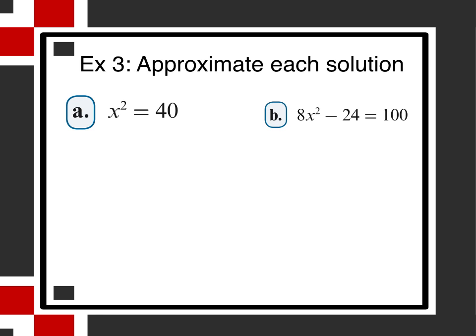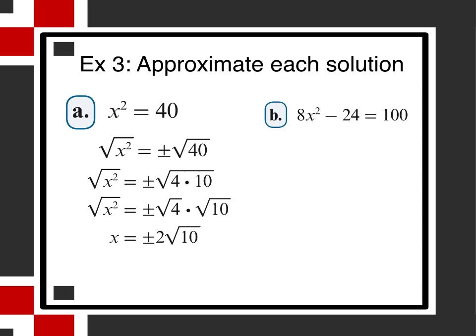All right, here's an equation where when I go to take the square root of both sides, I notice 40 is not a perfect square. However, I can simplify this radical by rewriting it as 4 times 10. And so the solutions would be plus or minus 2 square root of 10. That's the exact solutions, but the direction said to approximate. So I can use my calculator and I can round to the nearest thousandth. And the values of x that would make this true are approximately plus or minus 6.325.